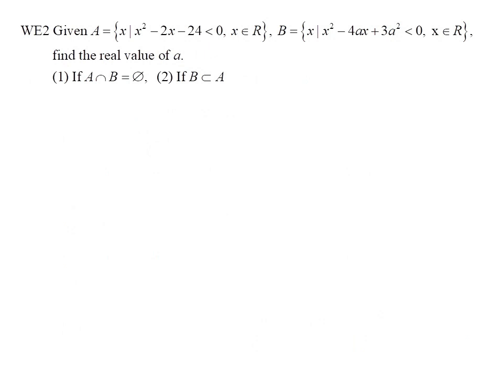In set A, all the real elements satisfy an inequality of x squared minus 2x minus 24 less than 0, while in set B, all the real elements satisfy an inequality of x squared minus 4ax plus 3a squared less than 0, where a is the parameter. The question is to find the real value range of a, given that, first, the intersection between sets A and B is null, and second, set B is a proper subset of set A.